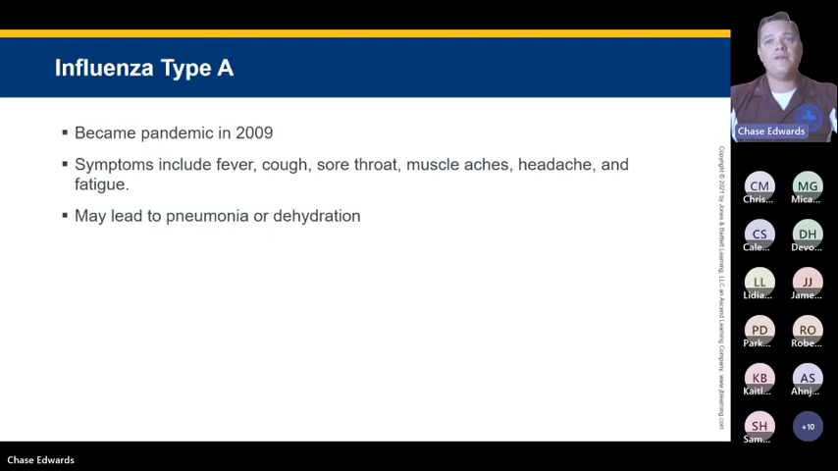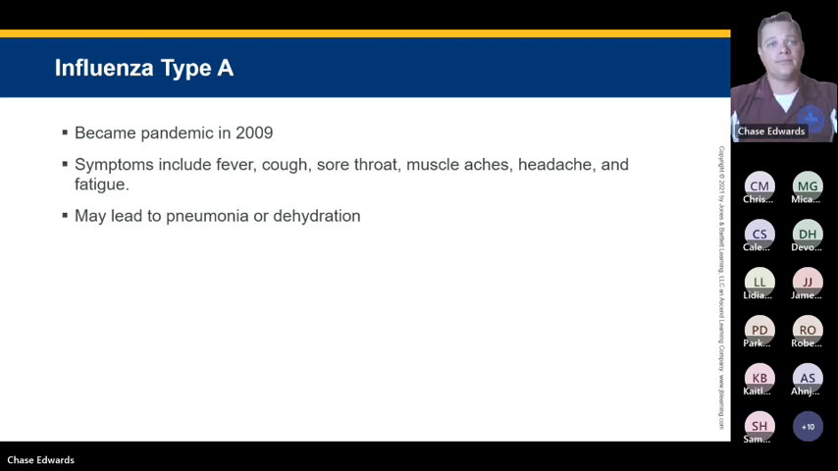All right, influenza type A. So an animal respiratory disease that has mutated to infect humans. That's what influenza type A is. It's transmitted via direct contact with nasal secretions and aerosolized droplets from coughing.